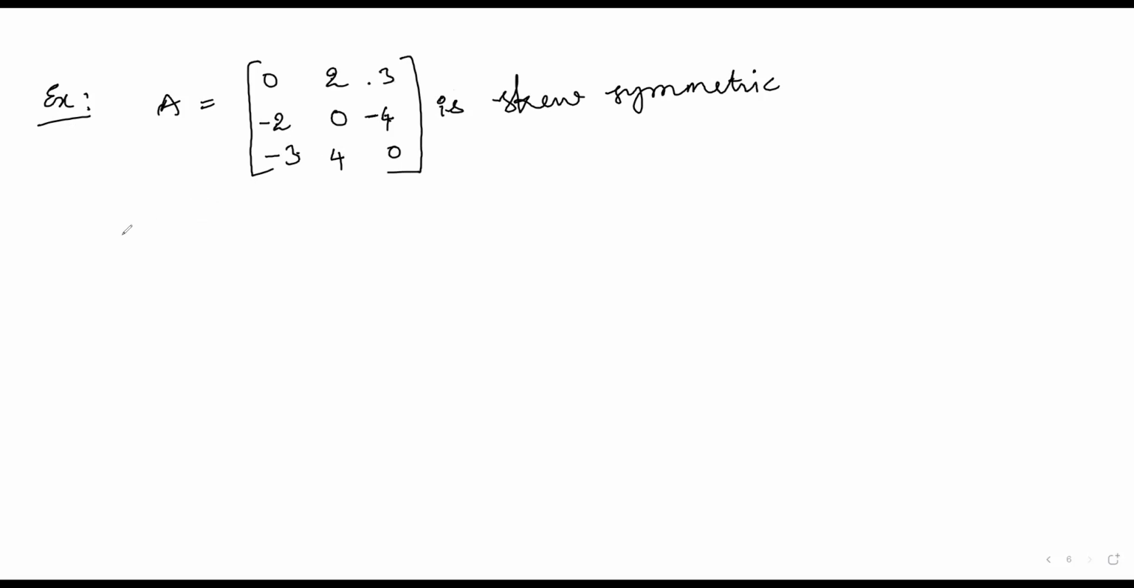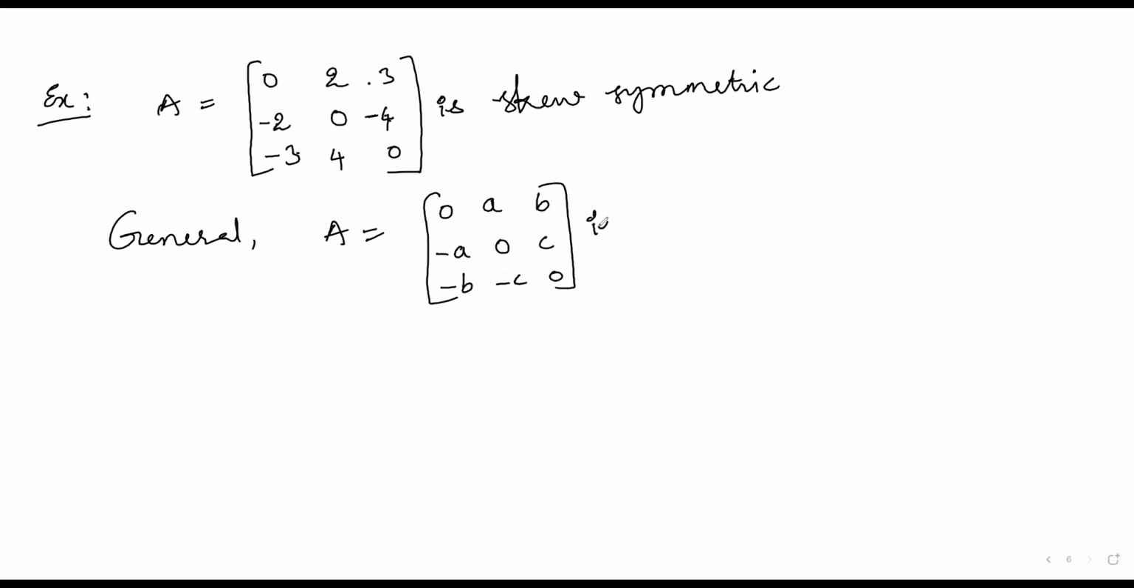So general. A equal to 0. I'm going to write this one. Let's write A, B, C. A, B. This is minus A, 0, C. Minus B, minus C, 0. Is skew symmetric.